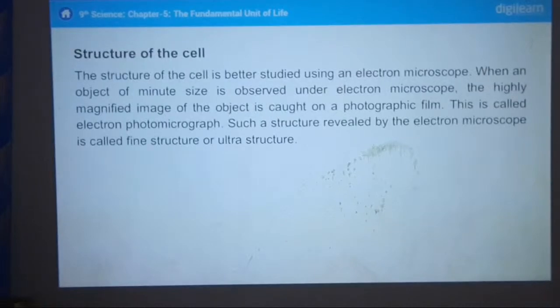The structure of a cell is better studied using an electron microscope. When an object of minute size is observed under an electron microscope, the highly magnified image of the object is caught on a photographic film. This is called an electron photomicrograph. Such a structure revealed by the electron microscope is called fine structure or ultrastructure.